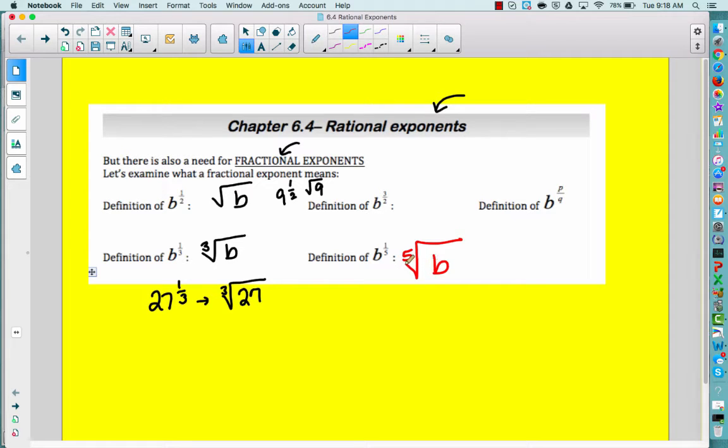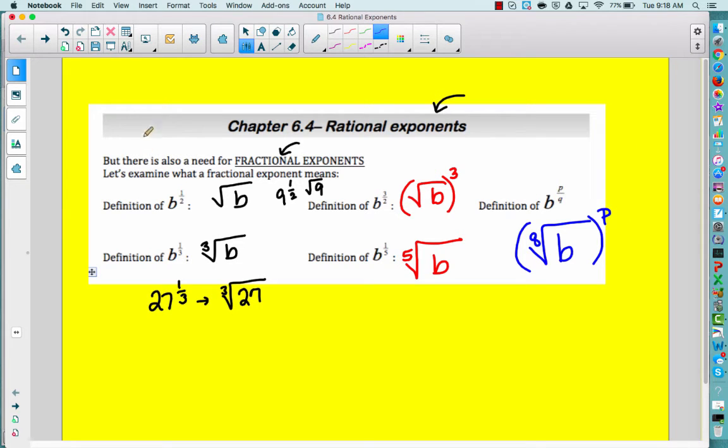All right, where it gets a little bit trickier is when there's not a 1 on the top. So, for example, and I'm sorry I'm going out of order here, the definition of b to the 3/2 power. The bottom number takes on the index, and the top number is what it's raised to. So b to the 3/2 power is the same thing as the square root of b quantity cubed, and the whole thing being cubed. So what we can say as a definition for rational exponents, b to the p/q means the q root of b quantity to the p, okay?